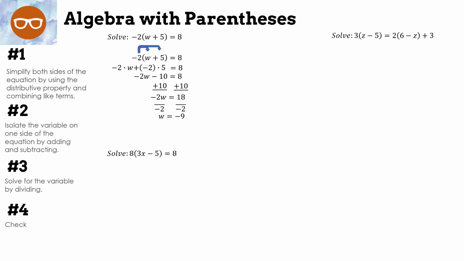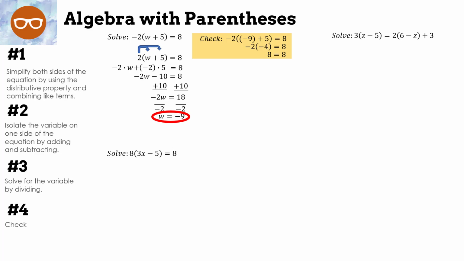But let's check it. What I'm going to do is put -9 in for w in the original equation. We need to follow orders of operations, so -9 plus 5 is -4. -2 times -4 is 8, 8 equals 8, and yes, w equals -9 is our solution.